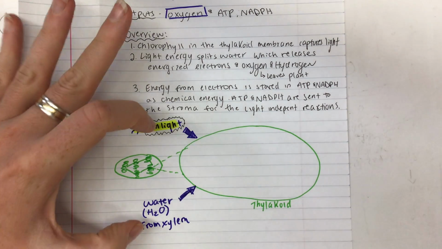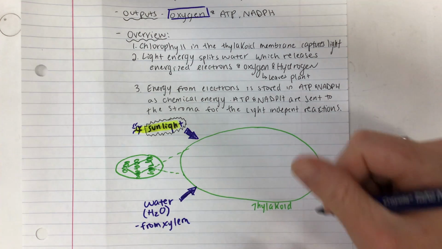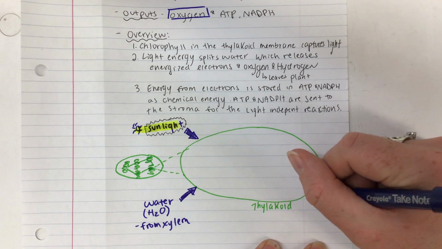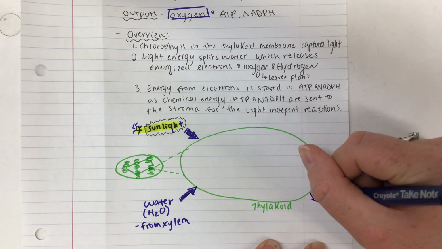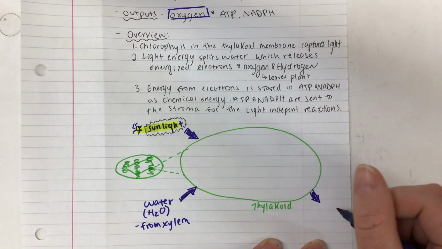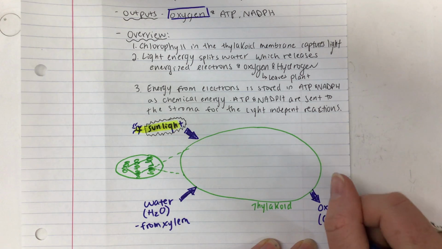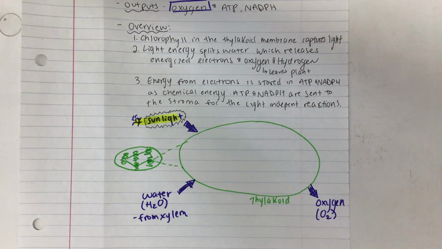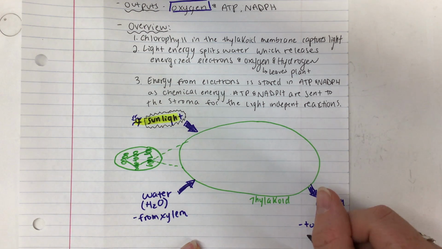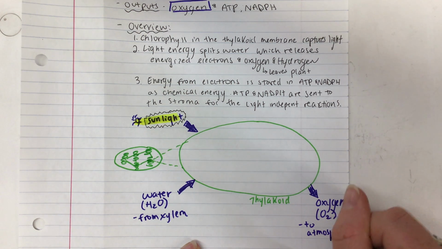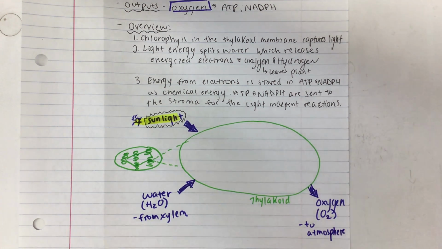Now we know that when these two things come in, which of our major products comes out is oxygen. So go ahead and write oxygen. We're going to end up with 6 oxygen molecules, O2. And where does that go? We know this goes to the atmosphere. Okay.